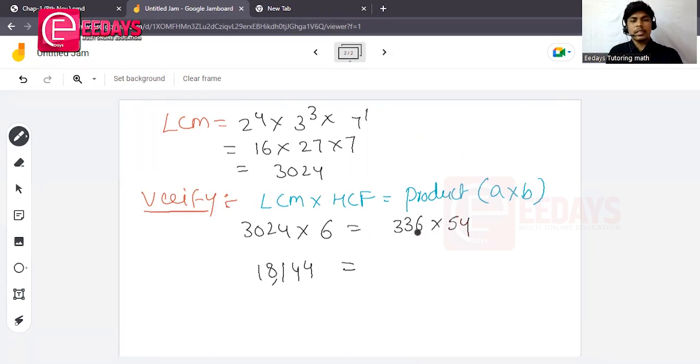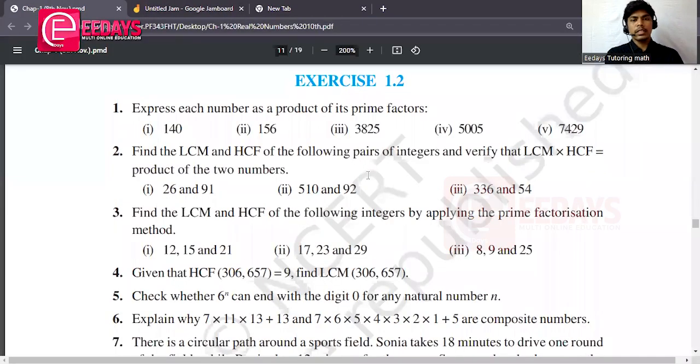18144 on the LHS part. In the same way, you multiply on your own. Let's see what value you get. 336 into 54: 50 into 336 is 1800 and so on, plus another amount. So the same value I got, 18144. So we write LHS is equal to RHS, and we prove that both are equal to each other. So we just verify like this. That is the question.